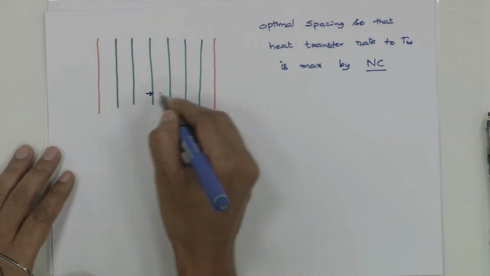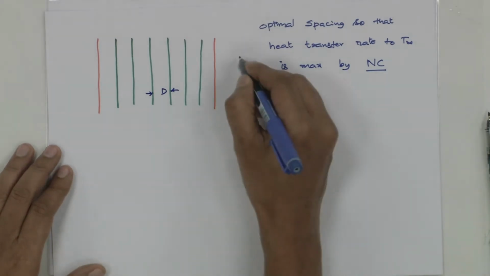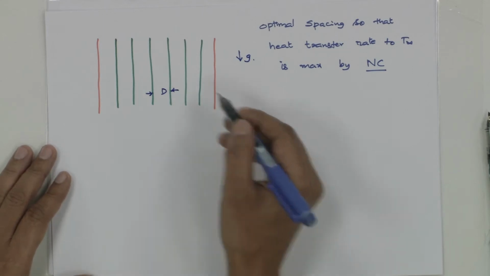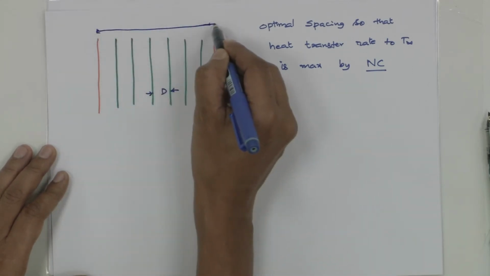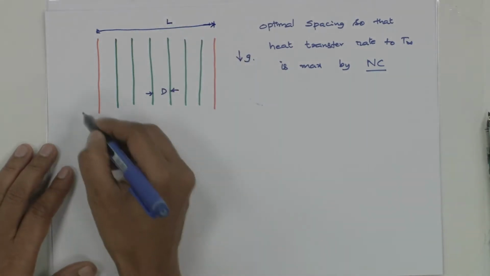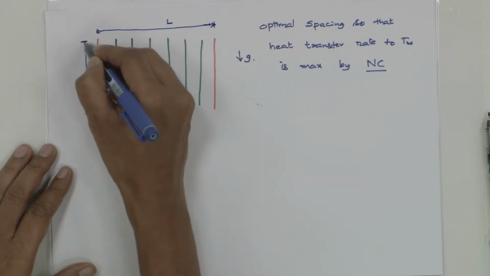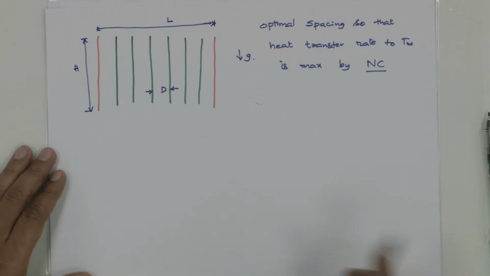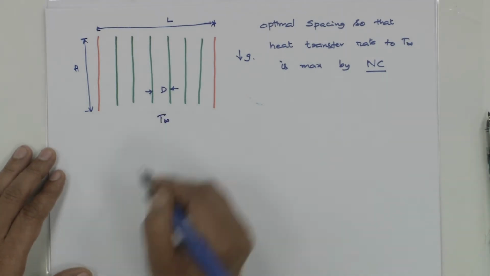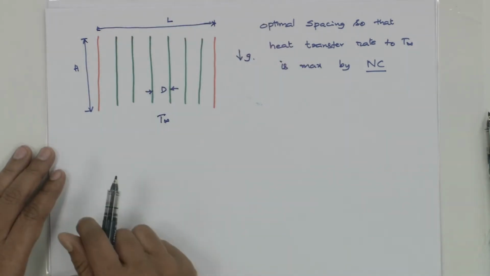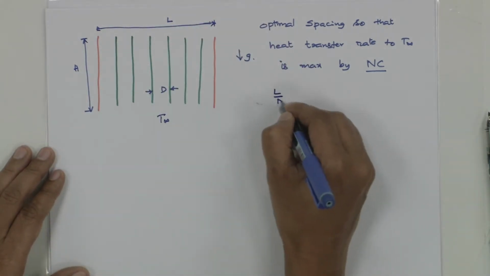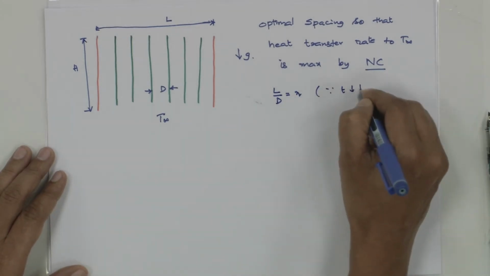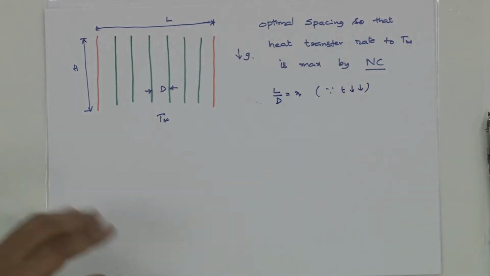So the distance between the two plates, we take it as d. This is my g. Each one of them is maintained at the same temperature Ts. The total distance between is L. Height of each plate is h. Although my figure doesn't show like that, we are taking h as the same for everyone, and T infinity is my fluid temperature all around. So L by D is equal to N, number of plates, because I am assuming thickness is very small.